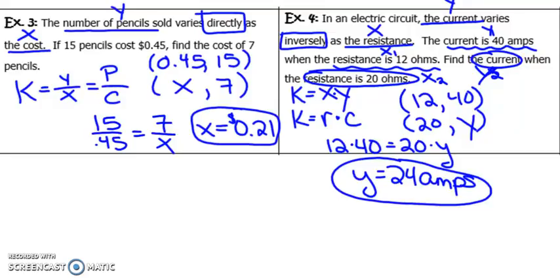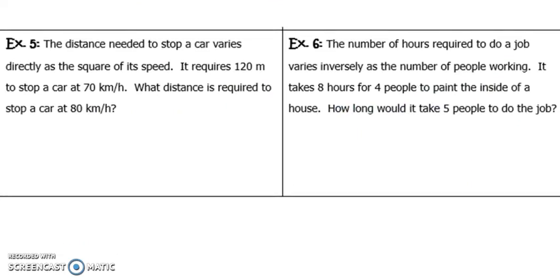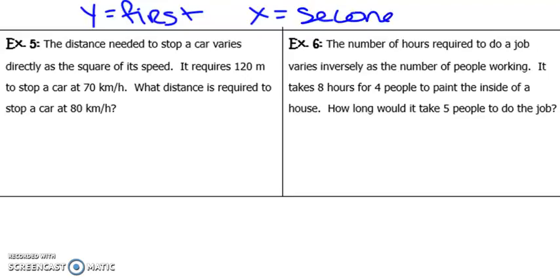And keep in mind, if I have a resistance of 12 ohms and I'm going up to 20 ohms, my amps should be higher. Except we're doing inverse variation, so it's going to be the opposite. As one gets bigger, the other one is going to get smaller. So you have to think about what type of problem you are doing. I'm going to put a note at the top just as a reminder as you go to look at these. Y is first, X is second.